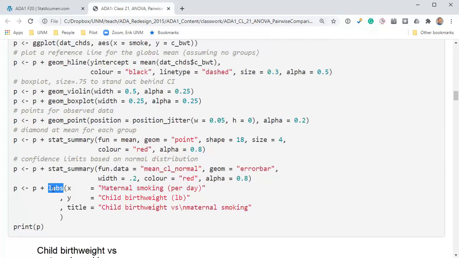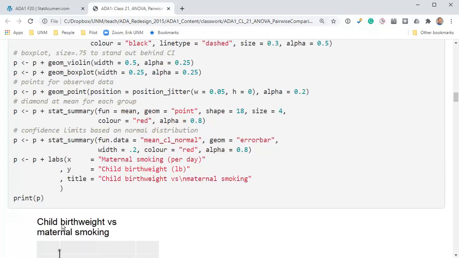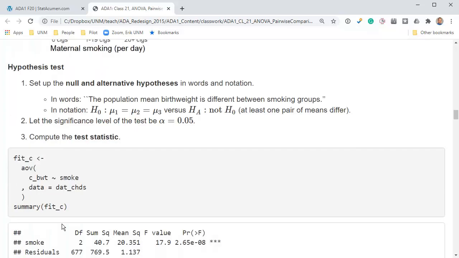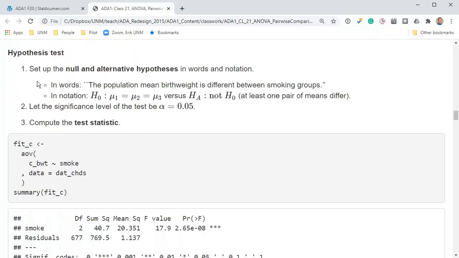And then I just label the plot. All right. I said I wasn't going to, but there, I've gone through all the code. All right, we're going to set up our hypothesis test.